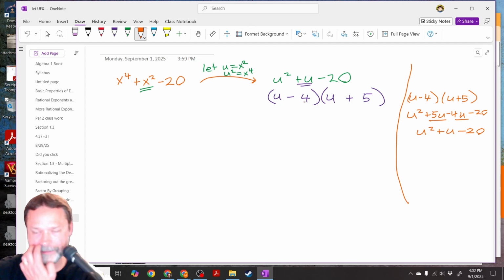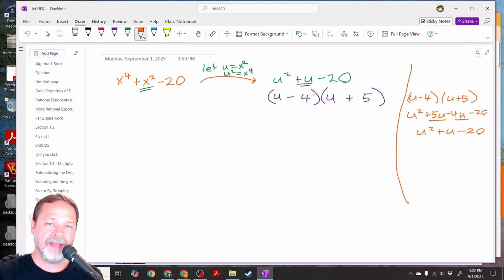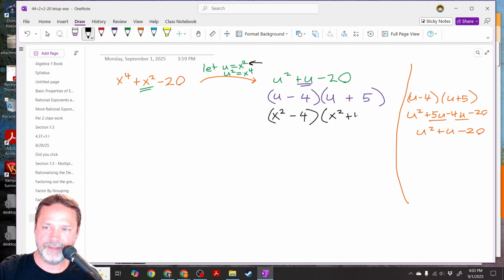So that's factored. But I factored a different expression, right? I factored u squared plus u minus 20. I did not factor x to the 4th plus x squared minus 20. So let's fix that, shall we? Let's rewrite this the way it was supposed to be. Remember, u is the same as x squared. So what I really have is x squared minus 4 times x squared plus 5.